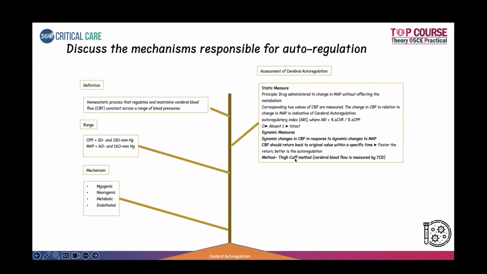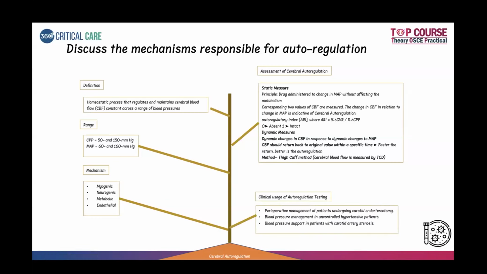Usually we do it through a thigh cuff method, where cerebral blood flow is measured by transcranial Doppler. They will inflate the cuff on the thigh and initially see if there is an increase in the blood flow into the brain. If the blood flow into the brain stays increased for a length of time, that means there is a lack of autoregulation or impaired autoregulation. But if the blood flow again comes back to the baseline in spite of the tourniquet, then you know that there is intact autoregulation. So, the static measures and dynamic measures.